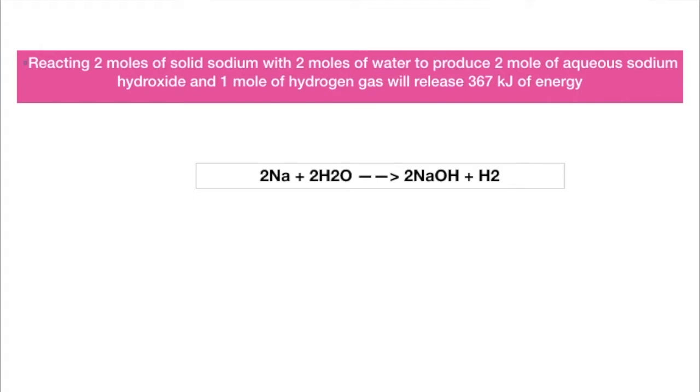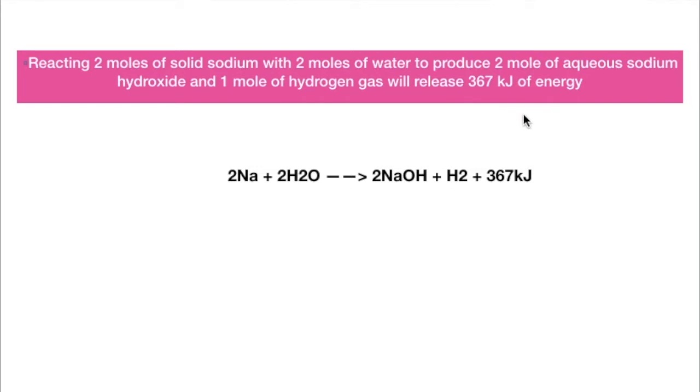So one thing you can do is just put the 367. Since it's going to be released, you're going to put it on the right hand side. So just put that one there, on the right hand side, just next to the products. So on the right side of the arrow. So you're going to put plus 367 kilojoules.